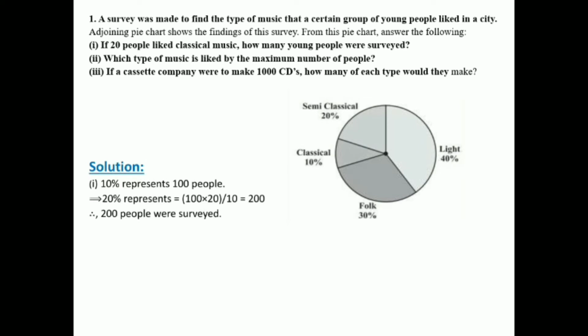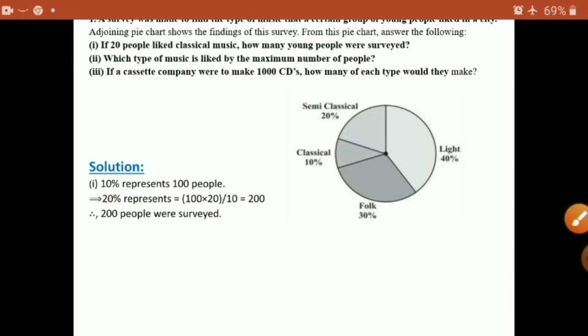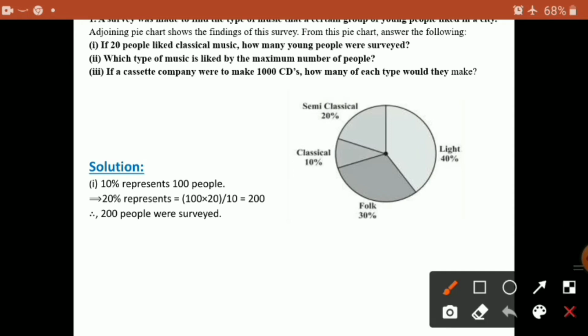Now look here, 10% represents 100 people, right? 10% represents 100 people. So 20% represents 20 divided by 100 into 10, that is 200 people. So 200 people were surveyed. Second question: which type of music is liked by the maximum number of people? Look at the pie chart here. What is your observation? 40% of people like light music.